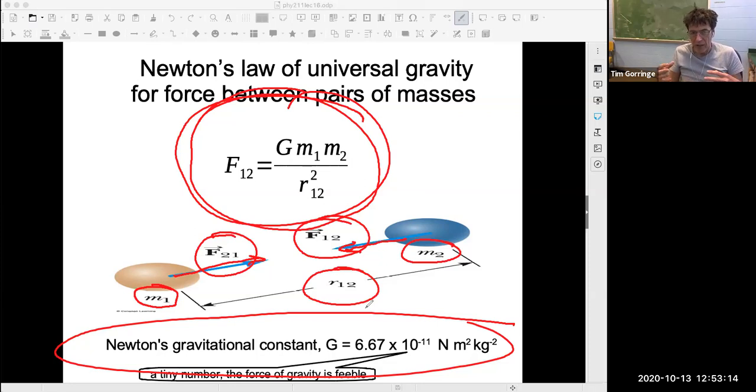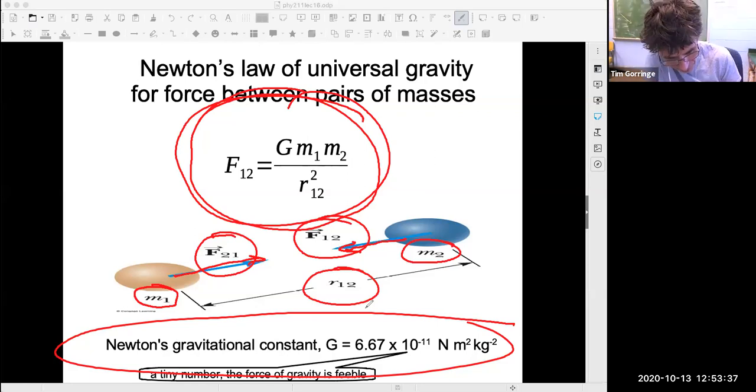Now, in our everyday lives, gravity is a big force because the Earth is so massive that that huge mass of the Earth creates significant gravitational forces on us. But the gravitational force between everyday objects, that would be really, really feeble. That would be really, really small.